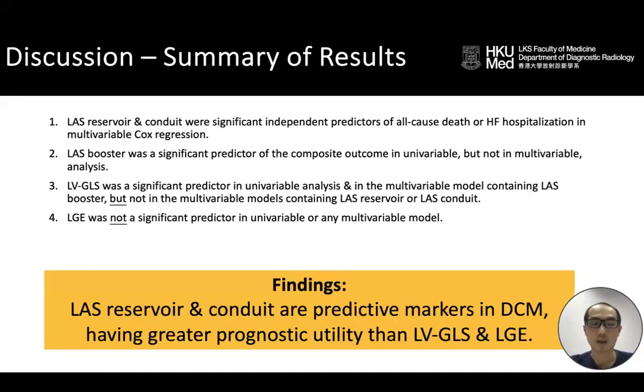So in summary, LA reservoir and conduit strain are predictive markers in DCM, having greater prognostic utility than LV GLS and LGE.